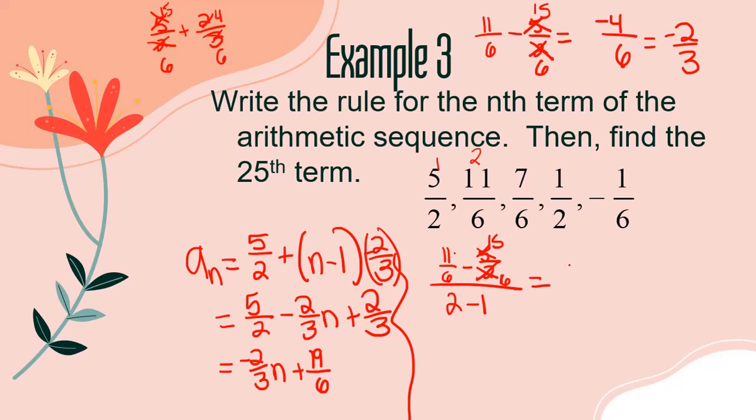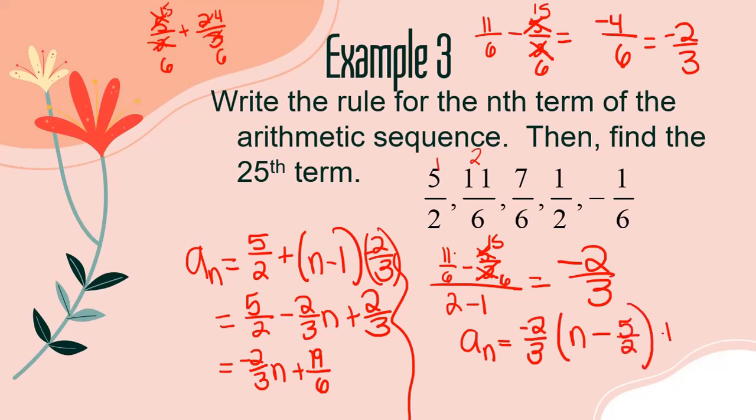So negative 2/3 over 1, which is just negative 2/3, right? Now I'm going to plug it in to my translated form, which I know is n minus 5 halves. Nope, hold on. Marsh messed up there. That should be minus 1. My bad, guys. Minus 1 plus 5 halves. Distribute in that negative 2/3.